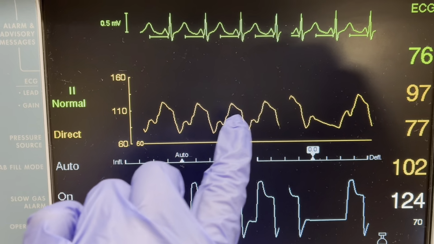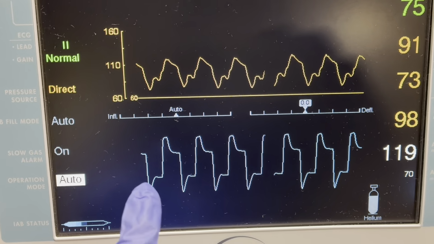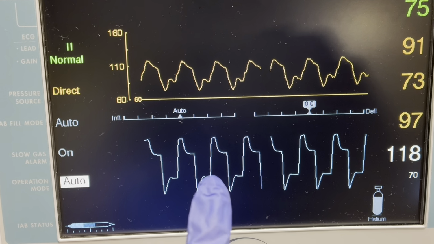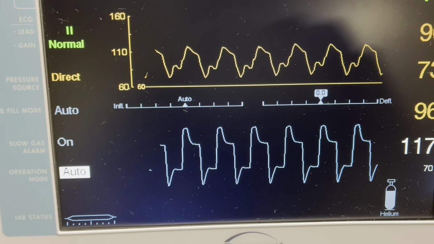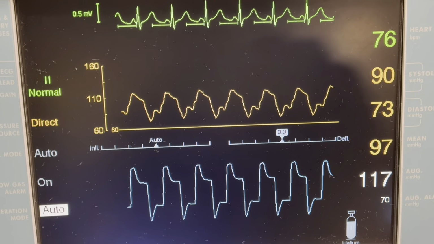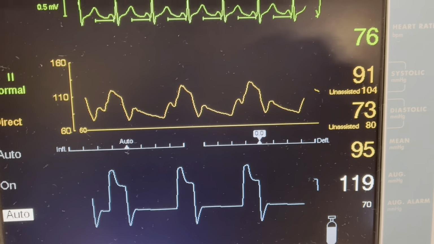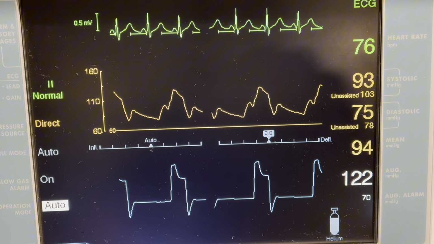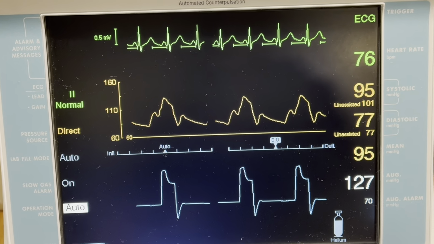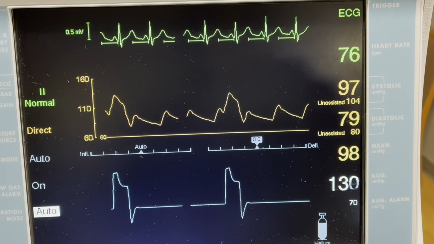So every cycle, as you see, you have inflation and deflation. The same thing with the waveform here. This is going up, that's inflation, and then it comes down as it deflates. And every cardiac cycle it has that. I will go down to 1:2 frequency. So every second cycle, you have inflation and deflation happening. And she was on 1:3, so we're going to go back to that. 1:3. So every third cycle, inflation and deflation.